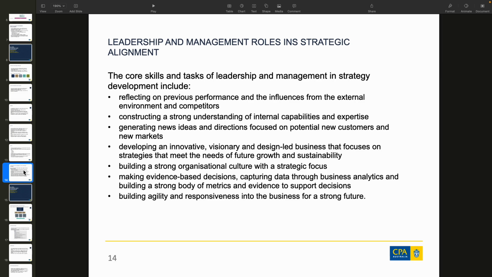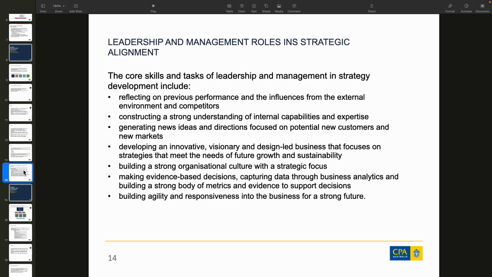Constructing strong understanding of internal capability and your expertise. Knowing your strengths and your weaknesses is very critical. Okay. Then generating new ideas, directing focus on potential new customers and new markets. So this is the idea whereby you are focusing on innovation, idea generation within the company to find markets, find customers. They also look at developing innovative, visionary, design-led business.